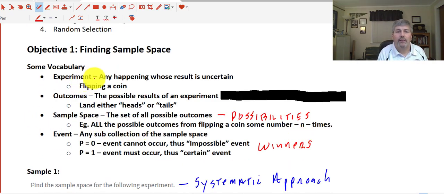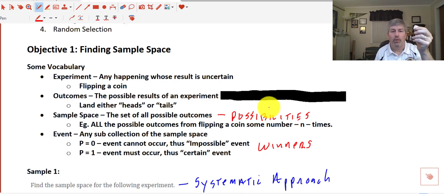An experiment is any happening whose result is uncertain. Like flipping a coin or rolling a die, we're not sure what we're going to get. Outcomes, those are the possible results of an experiment. So when we flip our coin, it will land either heads or tails. When we roll our dice, we could roll a 1, a 2, a 3, a 4, a 5, or a 6.